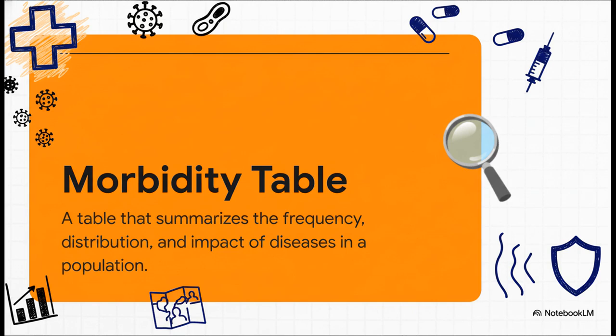So instead of asking how many people are going to leave, a morbidity table asks how many people are going to get sick. It's a tool that helps epidemiologists really understand the true burden of a disease on a community, which lets them do things like allocate resources and make smart policy decisions.